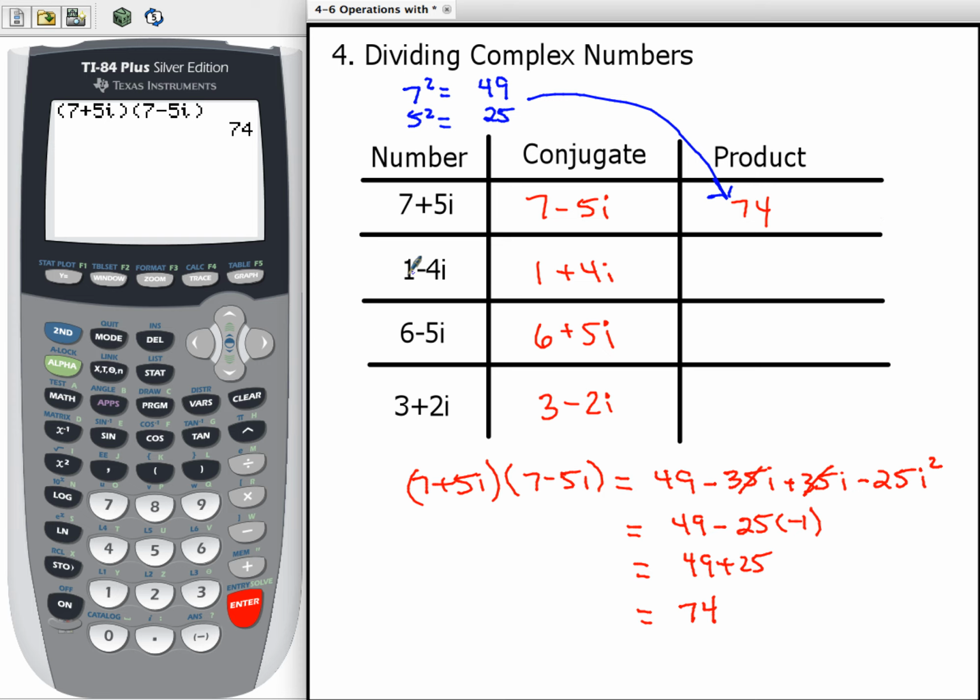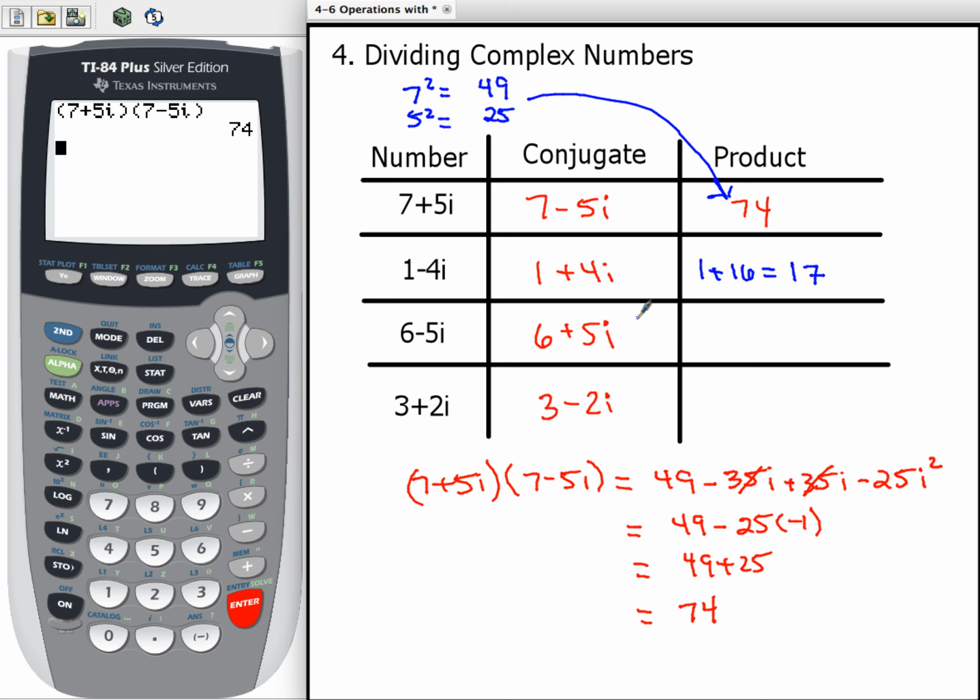So check this one out. On the next one, what's 1 squared? Well, that's 1. What's negative 4i times 4i? Those two, when you multiply those together, just look at the integer. What's 4 squared or negative 4 squared? You get 16. So if I add those up, 1 plus 16, I get 17. So the product of 1 minus 4i and 1 plus 4i would be 17.